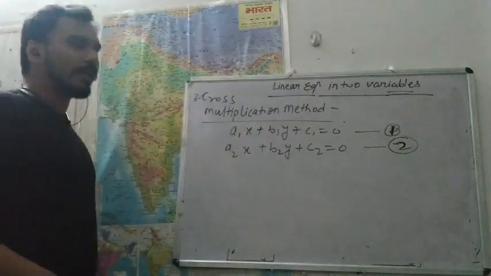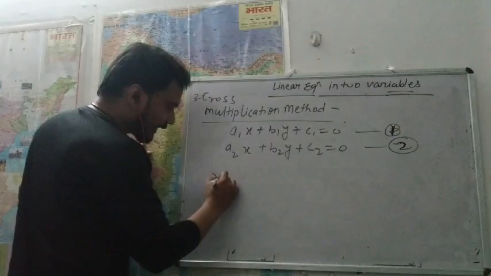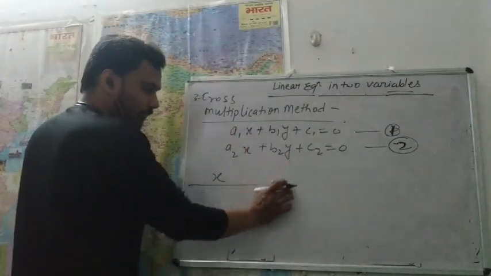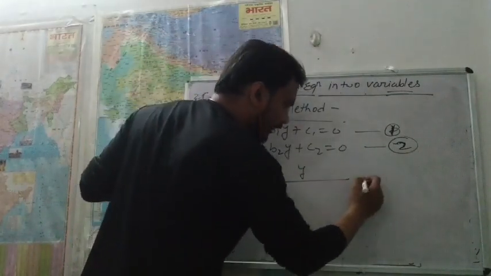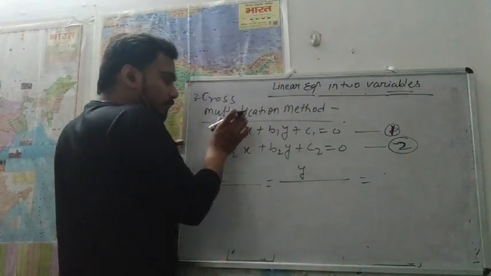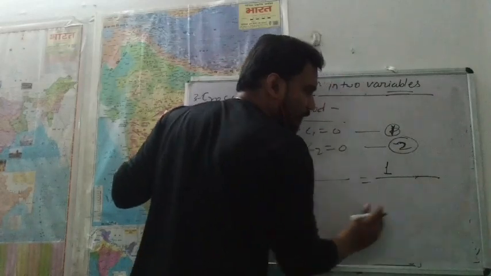To solve these two equations, we require a kind of equation formation like x upon something. We have to compare the coefficients in this form. We write x upon something, y upon something, and is equal to, in place of the constant term there is no variable, so we will put 1 upon something. Okay?